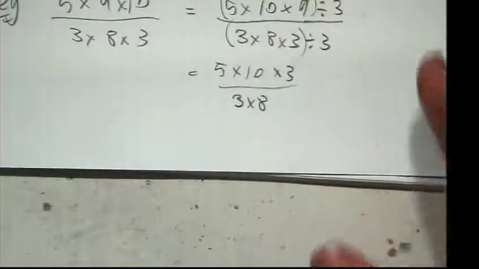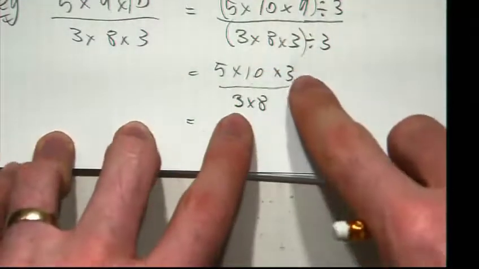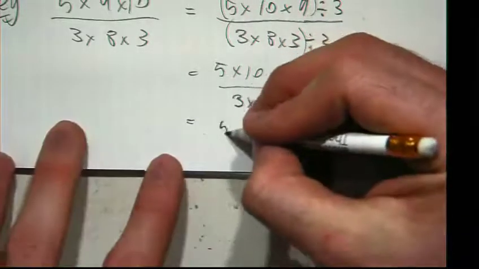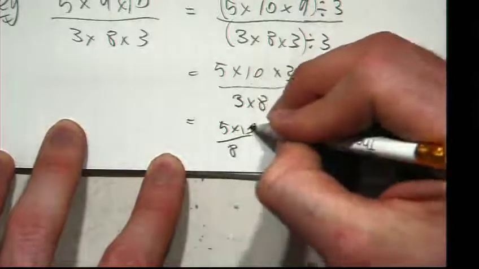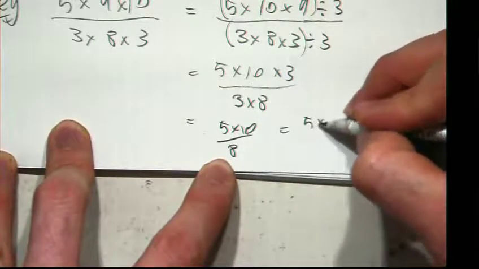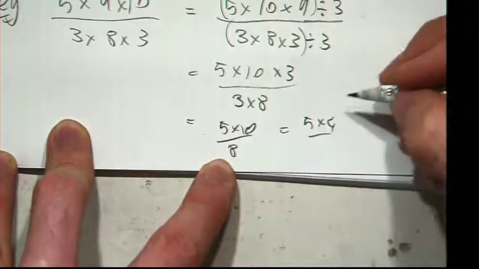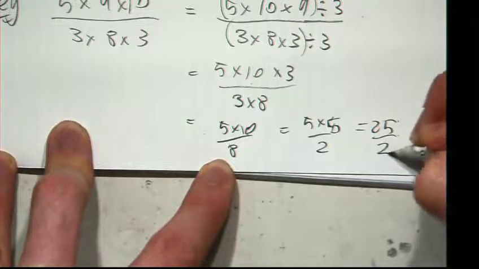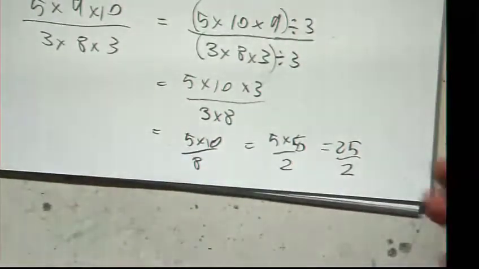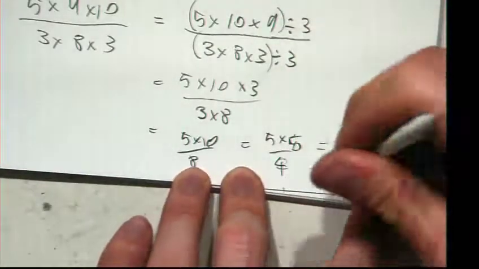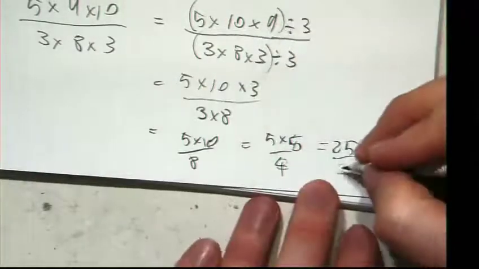I can still divide the top and bottom by 3. Look, it's already times 3 on the top and times 3 on the bottom. I know that multiplying the top and bottom by the same thing doesn't change the answer, so it must be the same as 5 times 10 over 8. Oh, and look again, I can divide the 10 and the 8 both by 2, so it's the same as 5 times 5 over 4, which is 25 over 4. Which is a much easier number to understand than 50 over 8.